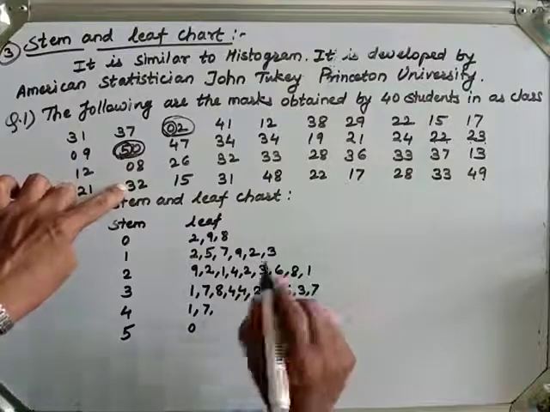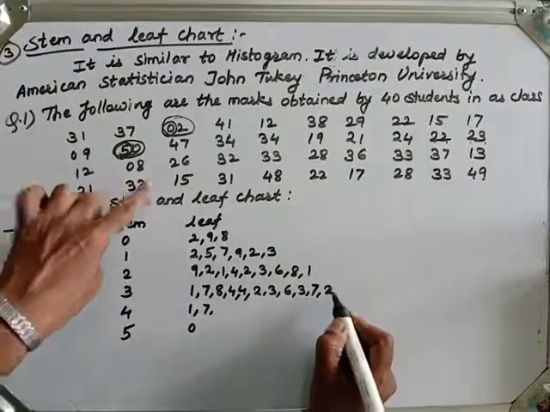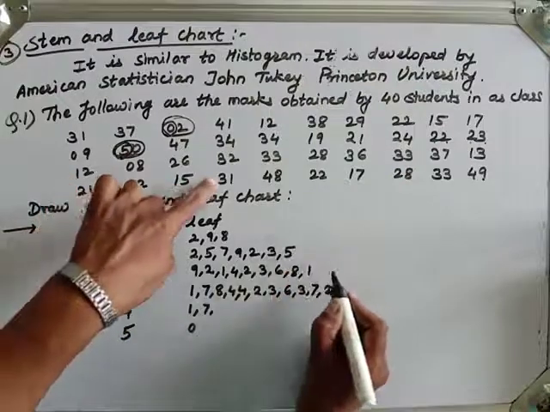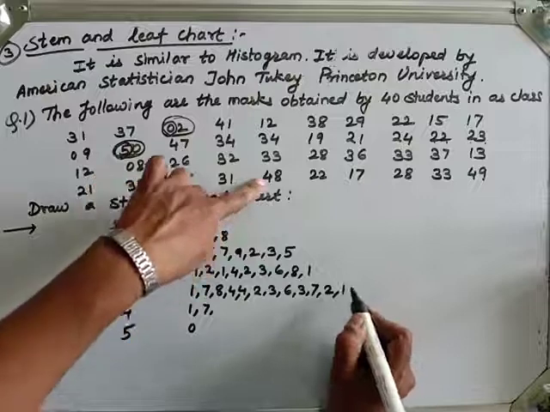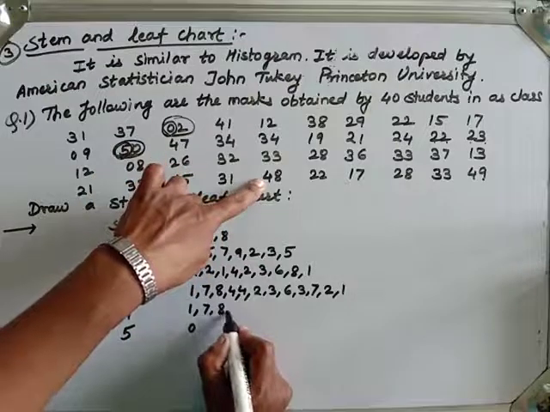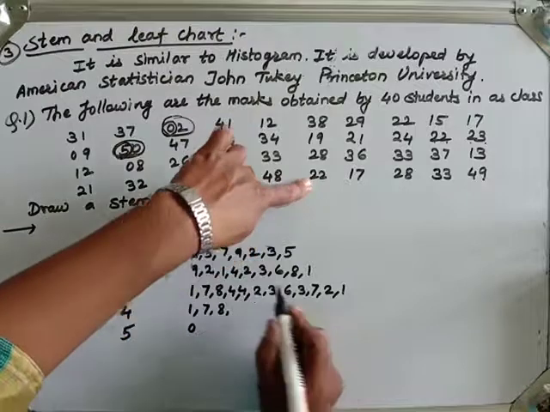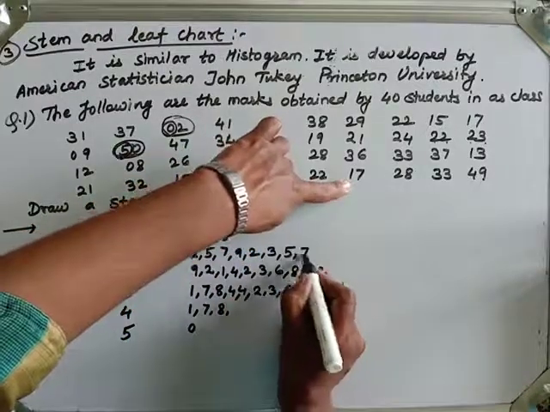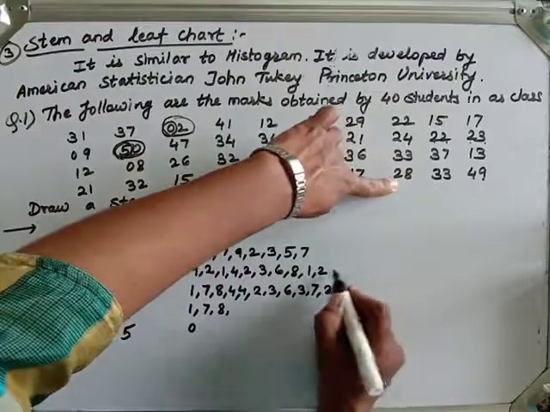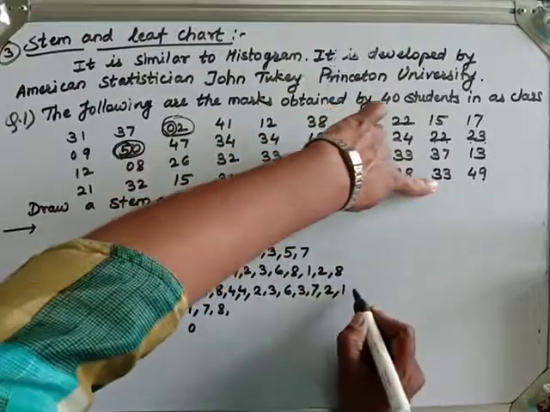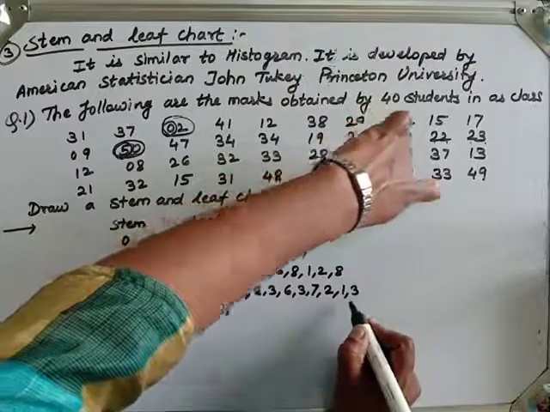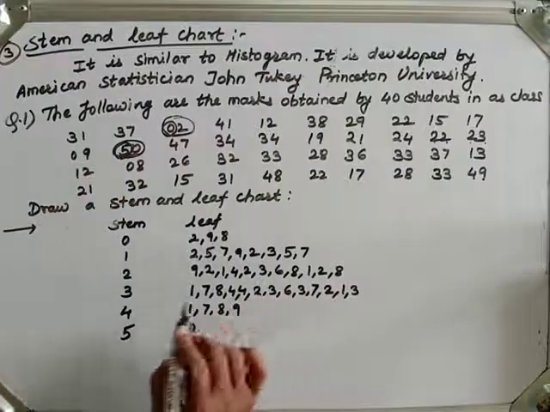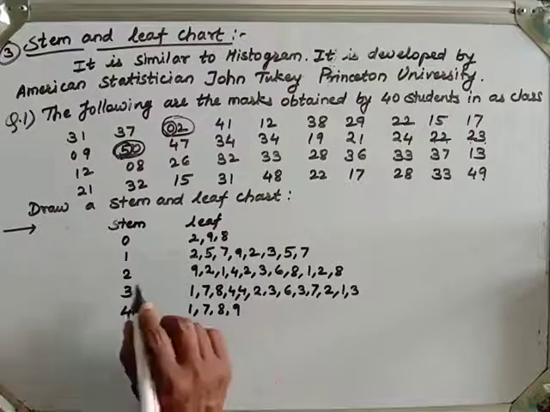Stem is 3, leaf is 2. Stem is 1, leaf is 5. Stem is 3, leaf is 1. Stem is 4, leaf is 8. Now stem is 2, leaf is 2. Stem is 1, leaf is 7. Stem is 2, leaf is 8. Stem is 3, leaf is 3. Stem is 4, leaf is 9. As such, we can prepare a stem and leaf chart.